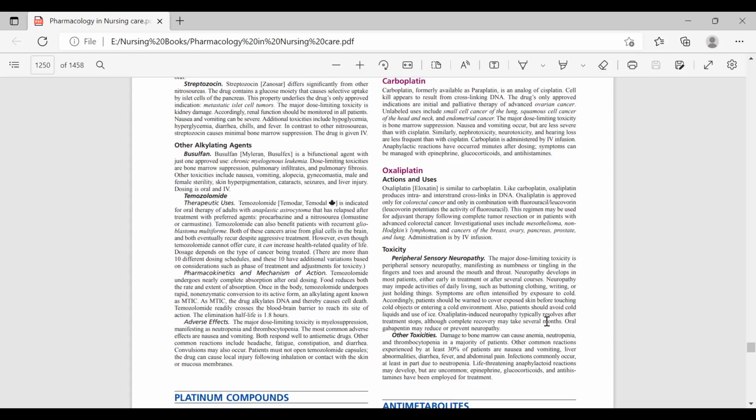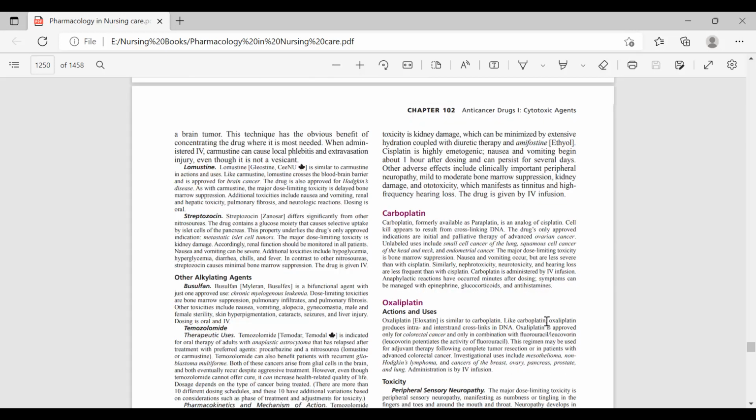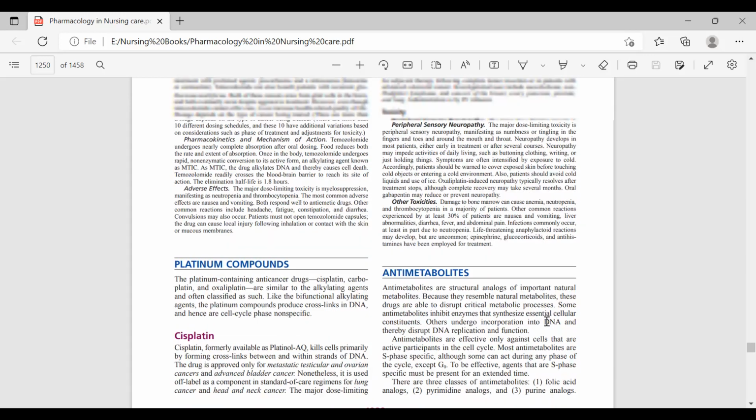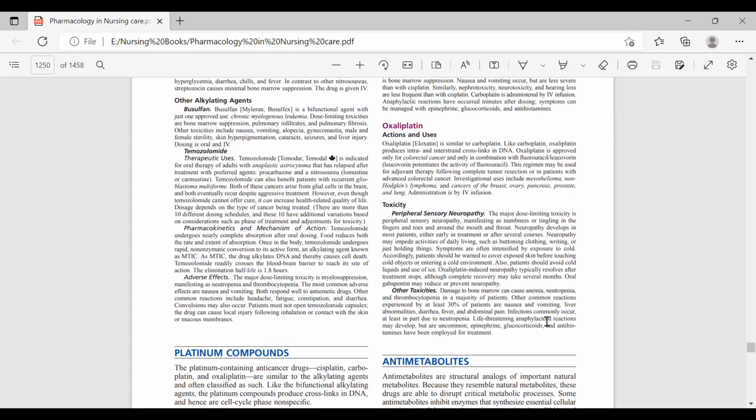The most common reactions include headache, fatigue, constipation, and diarrhea. Convulsion may also occur. Patients must not open temozolomide capsules. The drug can cause local injury following inhalation or contact with the skin or mucous membrane. So it is kept in the shell, and you may call that a preventive measure.